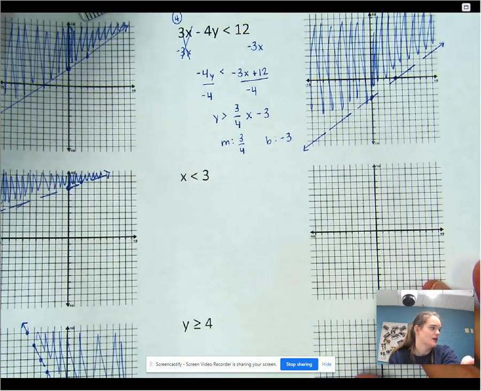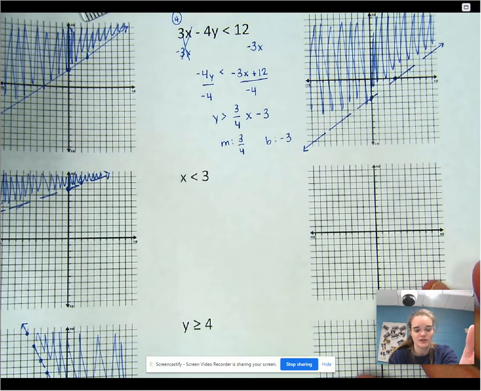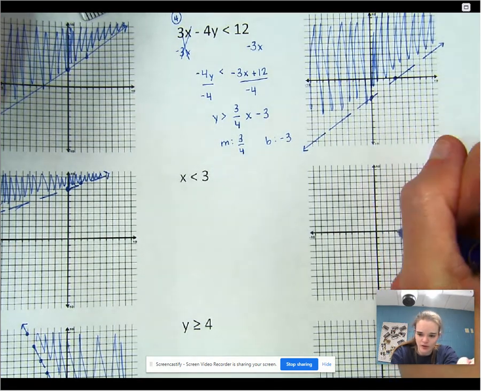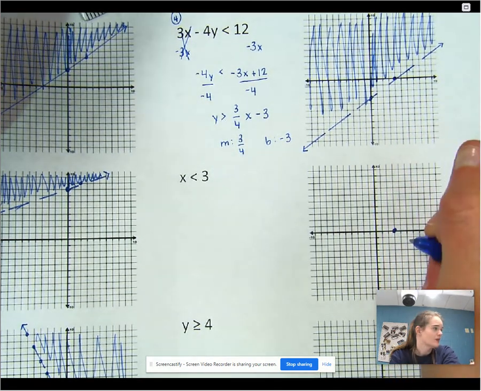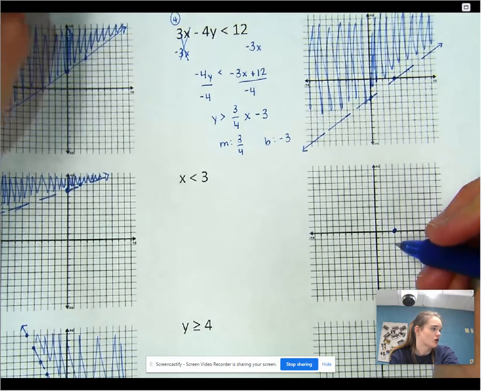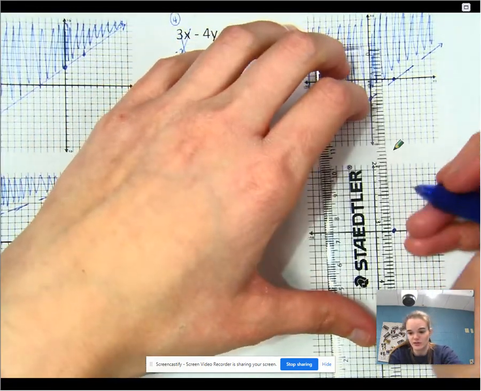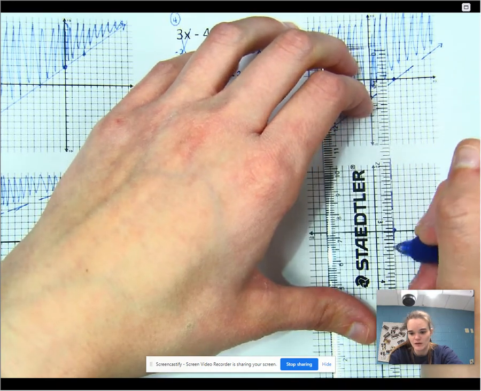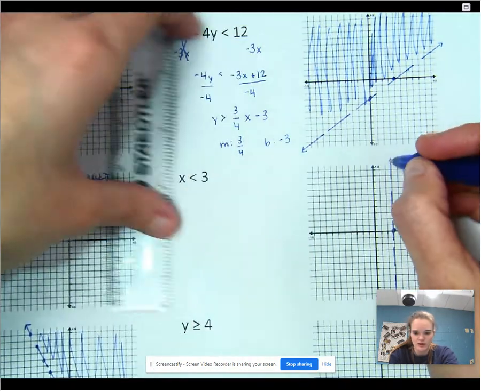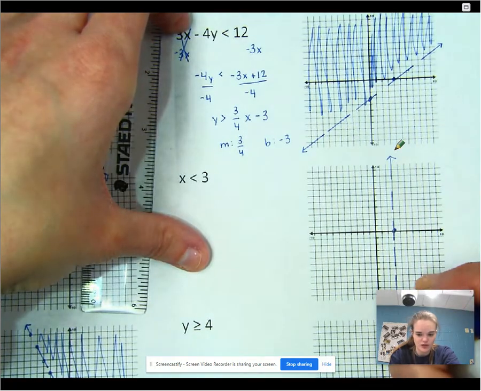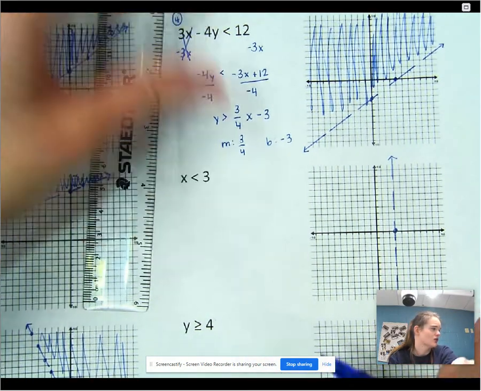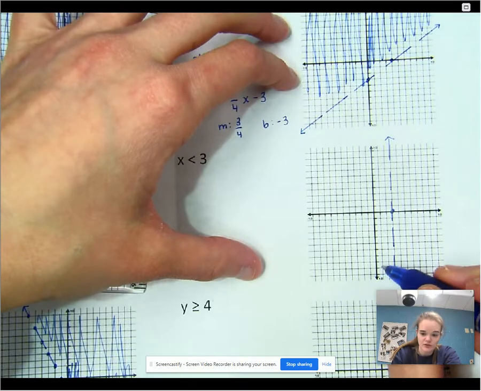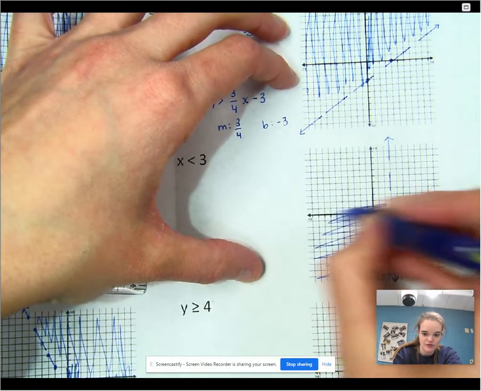Now an x. You are not used to an x. It's been a while. When we have an x, that means you literally go and put a point on the x-axis at that point, and you draw a vertical line. It is dashed because it does not have an equal. So an x is a vertical line, y is horizontal. This is less than, so it's going to be the numbers left.